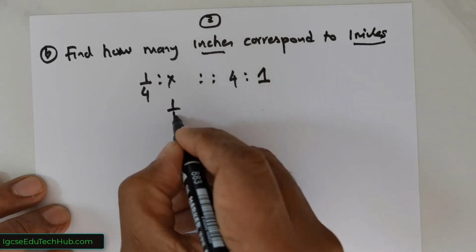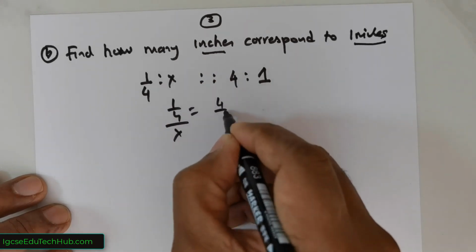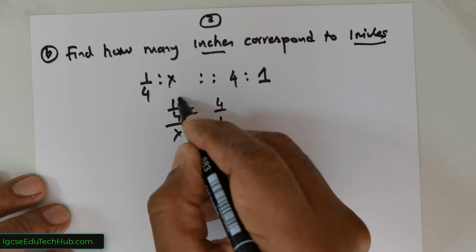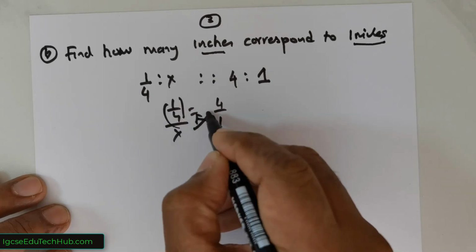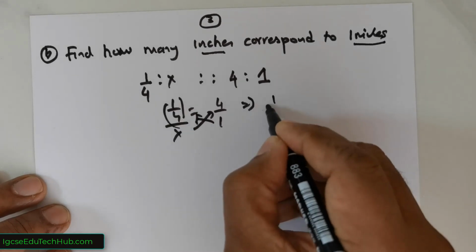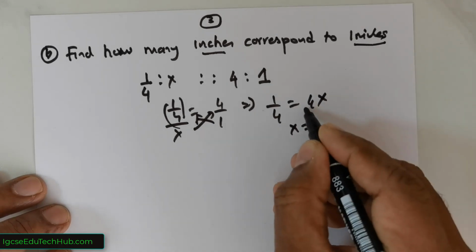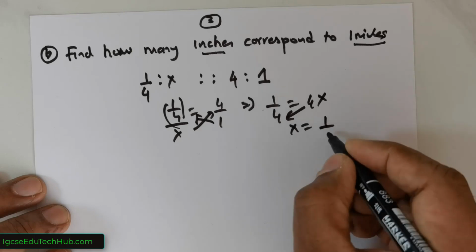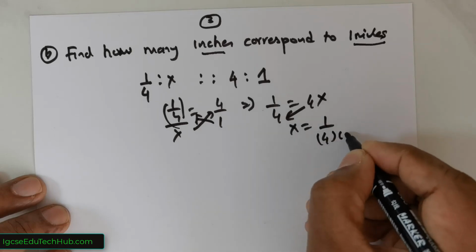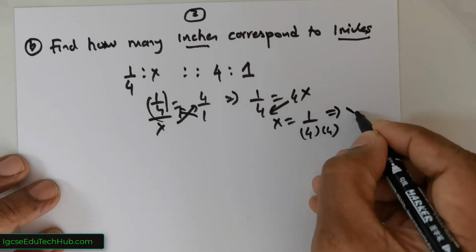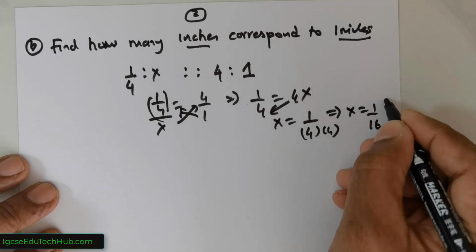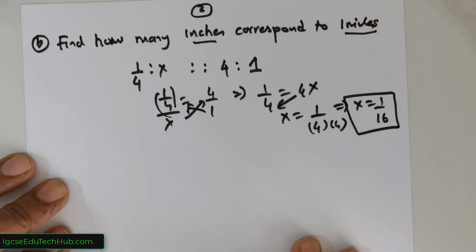I'm going to rewrite this as 1 over 4 divided by x is equal to 4 over 1. You cross multiply and you get 1 over 4 is equal to 4 times x. You need to find x. So x is equal to, bring this 4 down, so you got 1 over 4 multiplied with 4, which means x is equal to 1 over 16. So that is the solution.